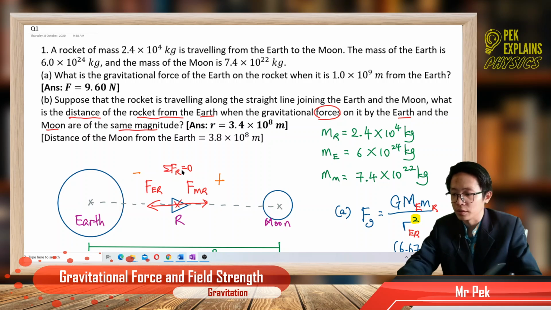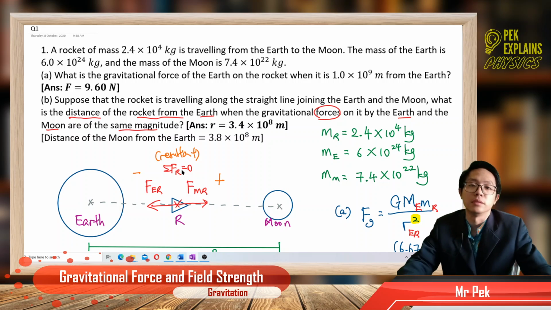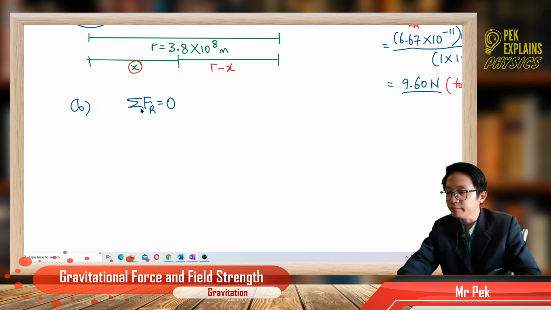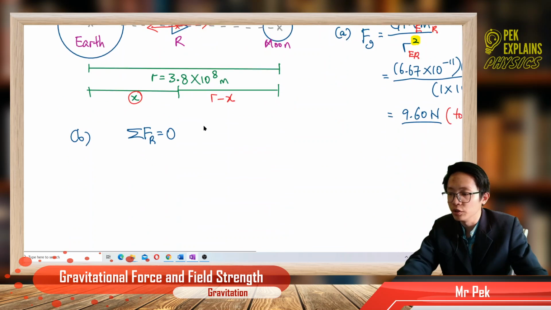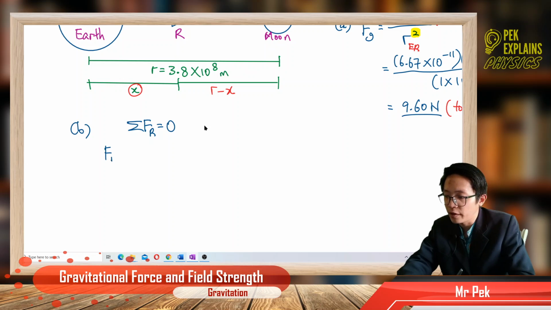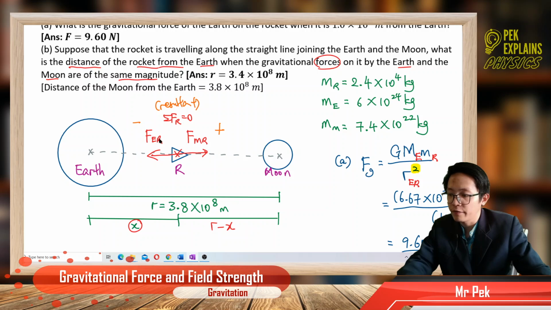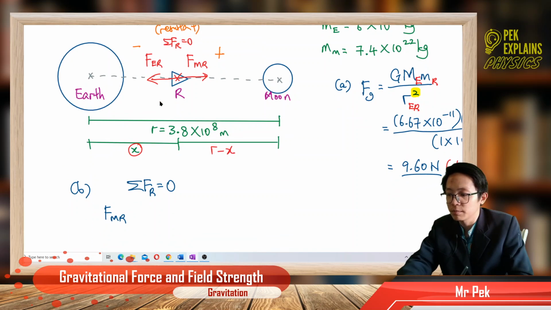The resultant force. Actually, this is what we call the resultant force. The resultant force on the rocket is 0. So we start from resultant 0. To the right, we have the force of the moon, FMR, which is positive. To the left, we have FER. We put it as negative because it is to the left. The positive and negative just mean direction.